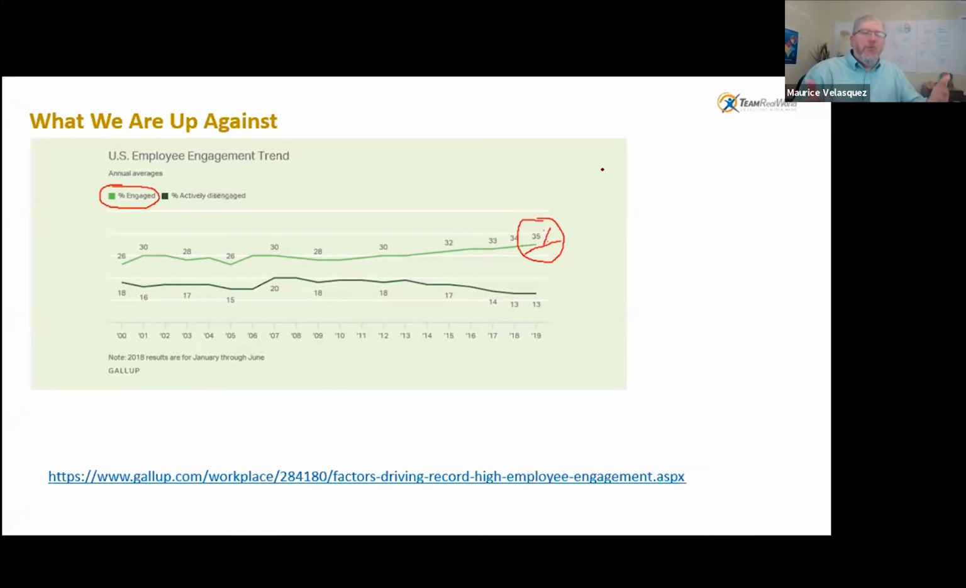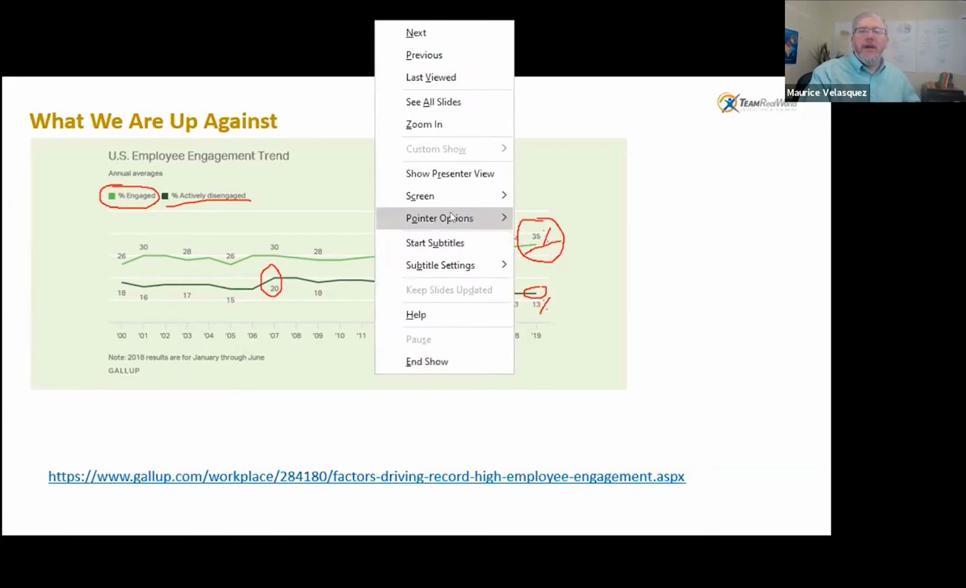You're probably sitting there going, well, no wonder. What I want you to notice is that unfortunately, it's actively disengaged. Okay, this is just as bad. Actively disengaged. I mean, you have 20% that are actively disengaged. Okay, 17. So these numbers just don't fare very well.